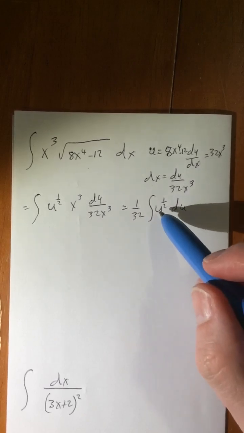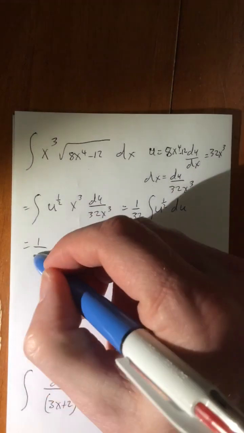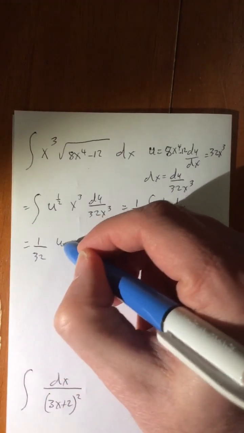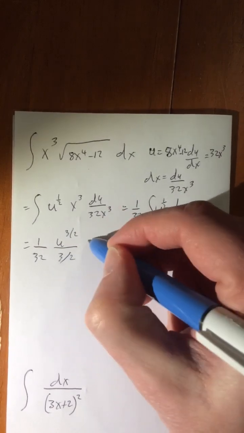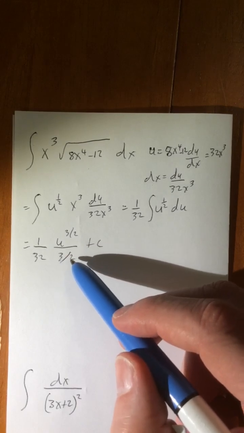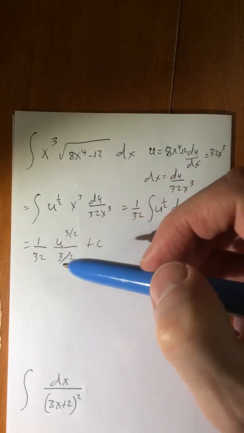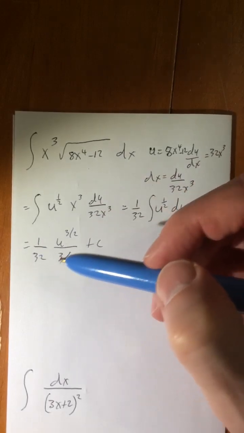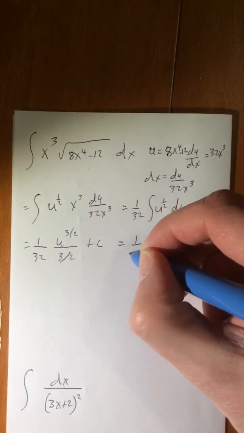So again, we're going to integrate this. By adding 1, this is going to be u to the 3/2 over 3/2. So we got 1 over 32 times u to the 3/2 over 3/2 plus c. So again, we're going to multiply by the reciprocal, so that's going to be 2 over 3 times 1 over 32. Cancel the 2 and the 32 to make 16, so I got 1 over 48.